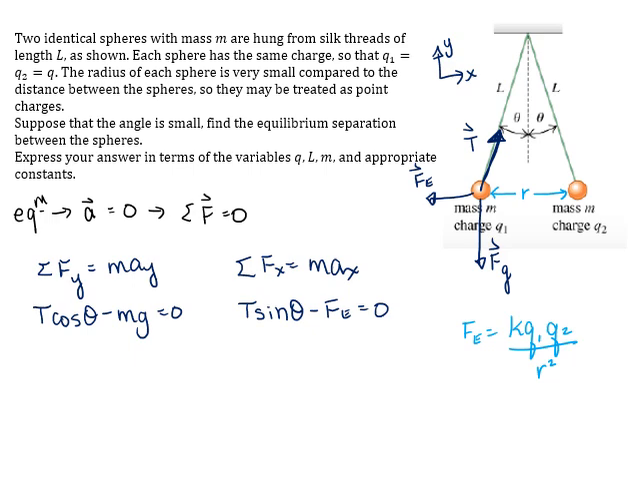I'll give you one more hint as you get started. You may find yourself needing to use that if theta is small, then tan theta is about equal to sine theta. That might come in useful. So you work on through that. I'll post the answer, and of course you can get in touch with me if you get stuck.